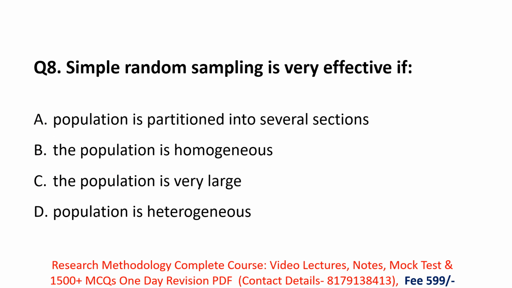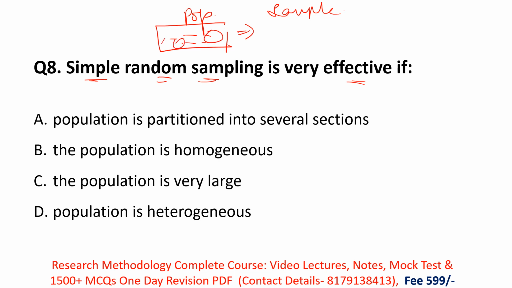Next, simple random sampling is very effective if. So what they are asking is when simple random sampling is effective. Remember, in simple random sampling the researcher directly selects the sample. Let's say for example, I have some population. If I am performing simple random sampling, I'll select my sample randomly from this population, and they will become my sample. So very simple, simple random sampling is very effective if.